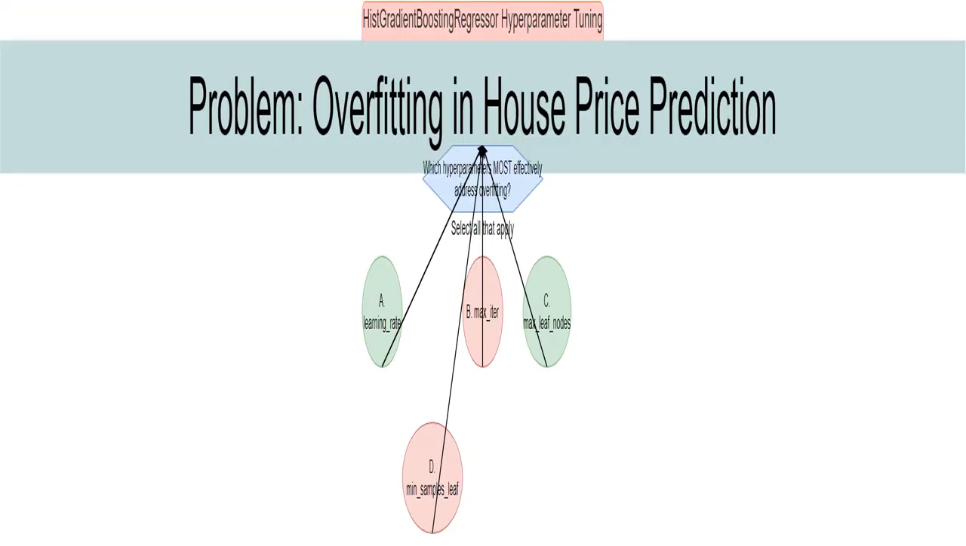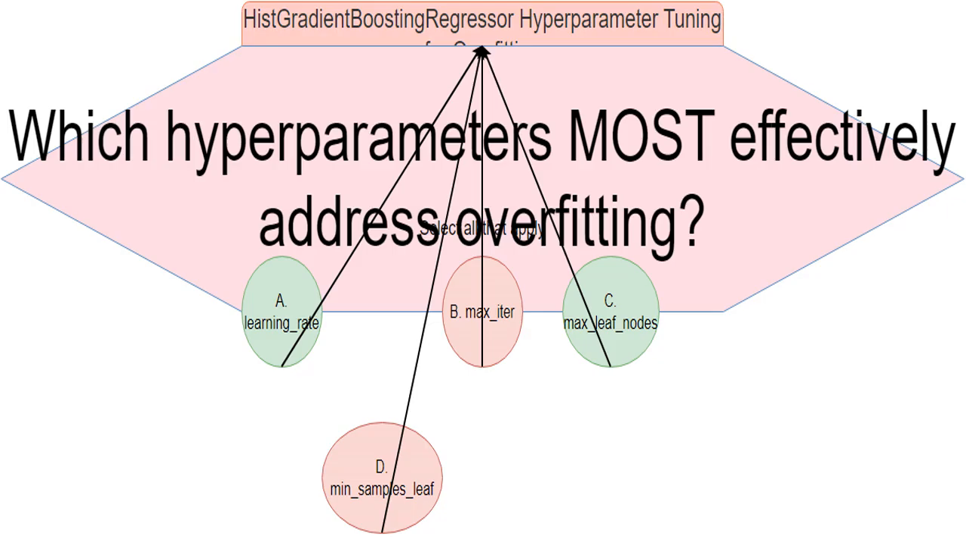I'm using the HistGradientBoostingRegressor to predict house prices. I've got a decent model, but I'm worried about overfitting. I need to find the best hyperparameters to avoid this. This is the core question. I'm looking for the most effective hyperparameters to tackle overfitting in my house price prediction model. I'll look at each one individually.